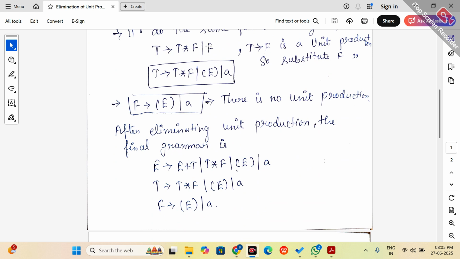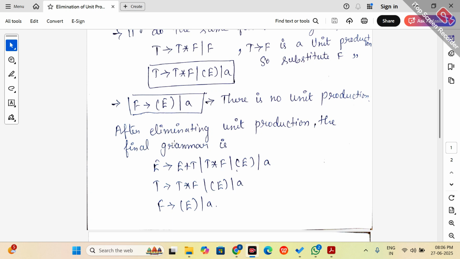For T tends to F, it is a unit production. For F, there are two productions: within the parenthesis E and A. Now, for these productions, there is no unit production here. And the last production is F tends to within the parenthesis E and A. Here, there is no unit production, so no need to do anything.